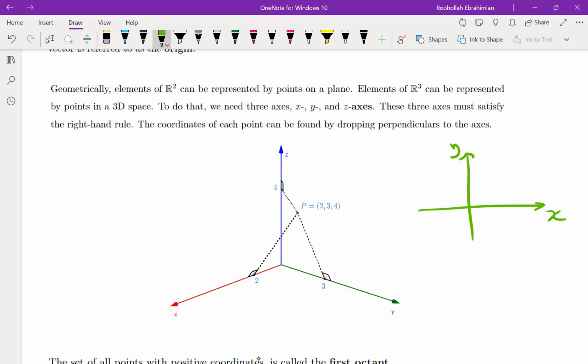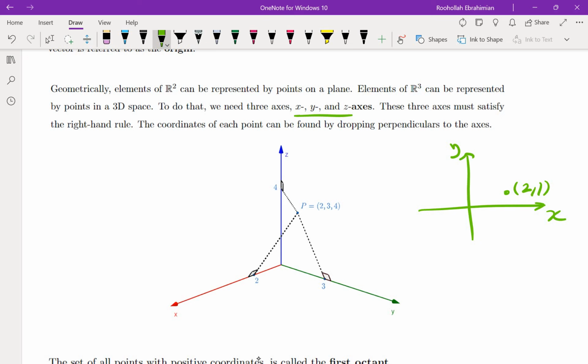So you can take a point here, maybe (2, 1), and that would be a point which is a geometric object, but algebraically you can represent that with a pair of numbers. If we look at R3, then elements of R3 can be represented by points in a 3-dimensional space. To do that, we need 3 axes. We need the x-axis, the y-axis, and the z-axis.